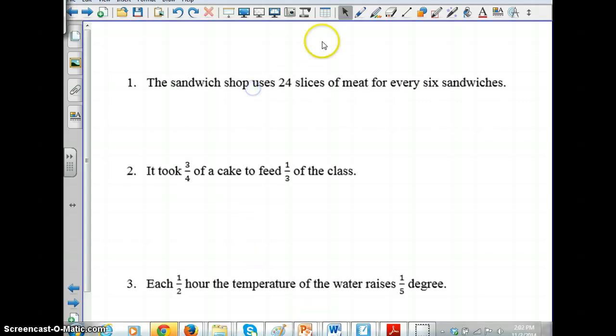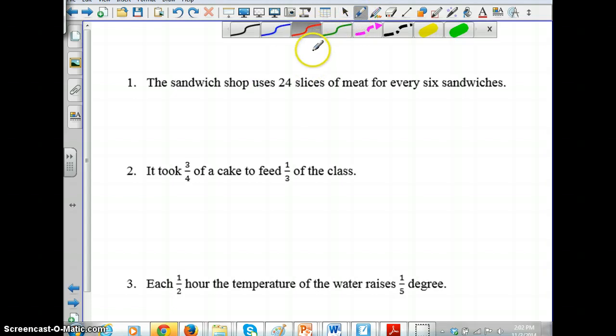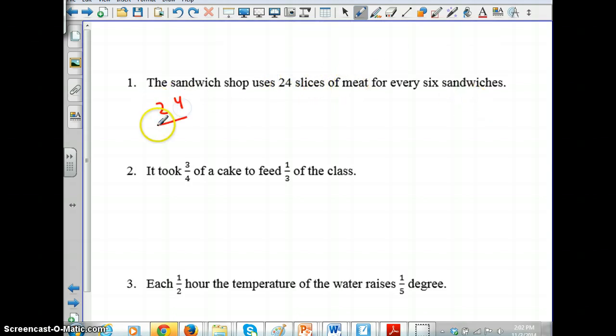All right, so the directions here, and once again, anything I don't do in the video, you don't have to do, so just skip over whatever I'm not doing. The directions here said write 2 possible unit rates. And so what we need to do is write a rate here for slices of meat to sandwiches. So that rate would be 24 slices of meat for every 6 sandwiches.